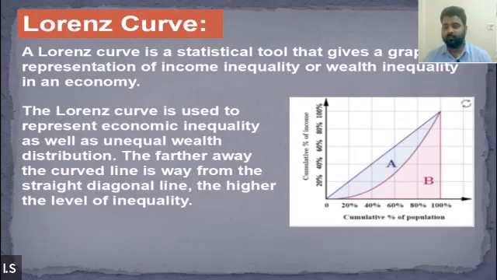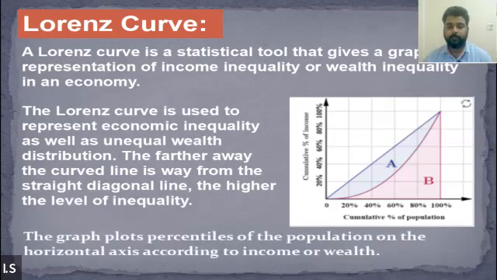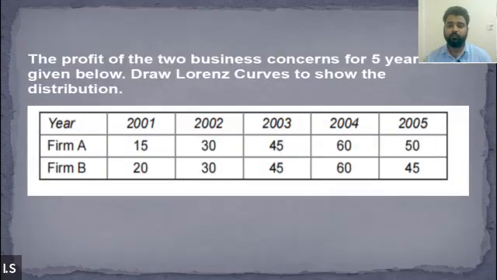Now see, let's read the second statement again. The Lorenz curve is used to represent economic inequality as well as the unequal wealth distribution in an economy. The farther the curved line is from the straight diagonal line, that means the farther the line from the line of equal distribution, the higher will be the level of inequality or the higher degree of dispersion. And similarly, the closer the line to the line of equal distribution, the lower will be the degree of variability, inequality or dispersion. Now, the graph plot. Okay, now let's move to the question.